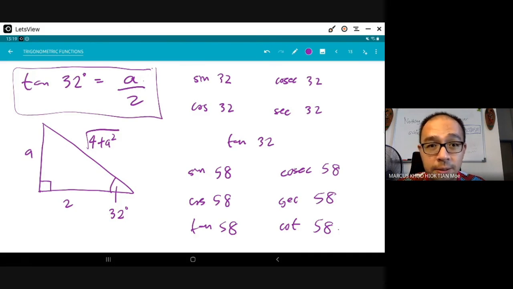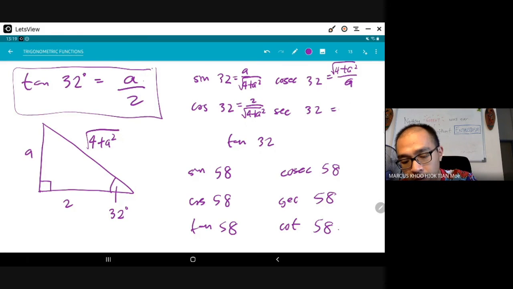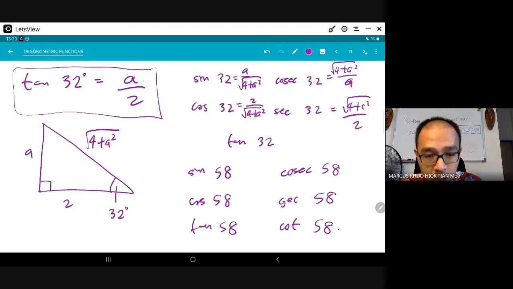So sine 32 will be a over square root of 4 plus a squared. Cosecant 32 will be just the reciprocal of that: square root of 4 plus a squared over a. Okay, sorry, square root. Cos 32 will be 2 over square root of 4 plus a squared. Secant 32 is the reciprocal: square root of 4 plus a squared over 2. You can leave it as it is. Cotangent 32 will be 2 over a. So tangent is a over 2.